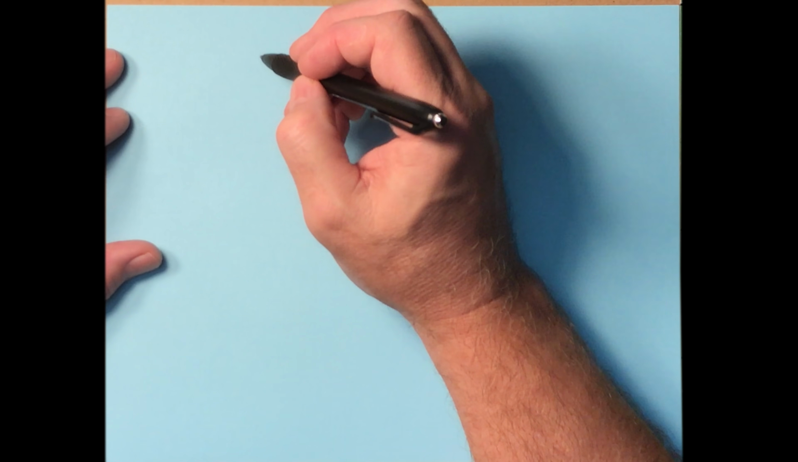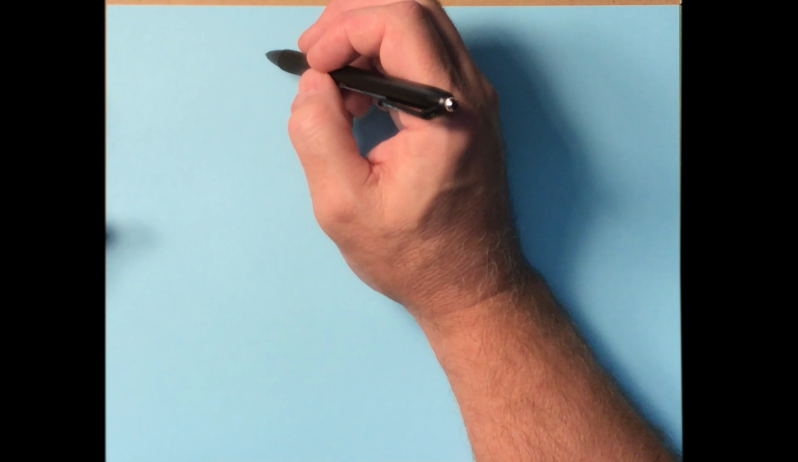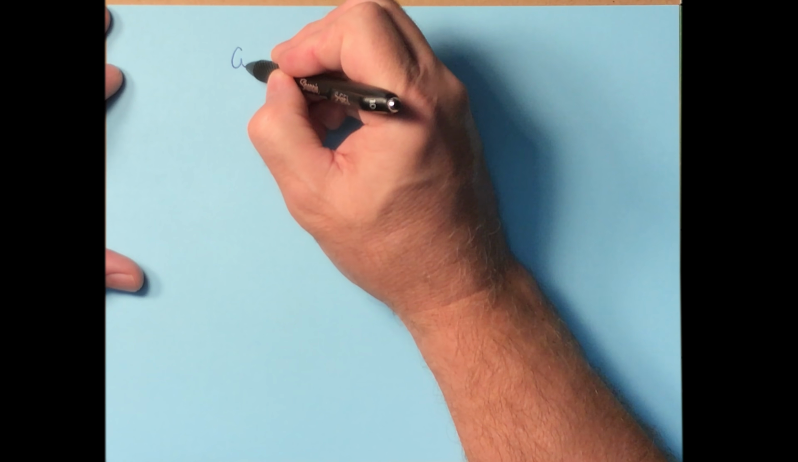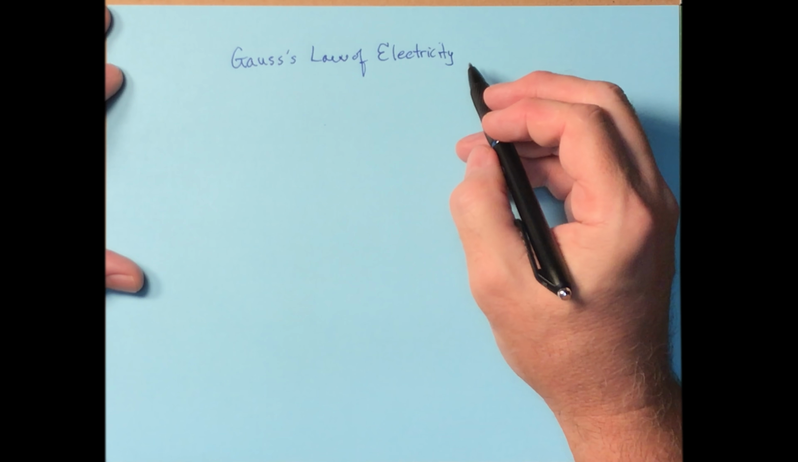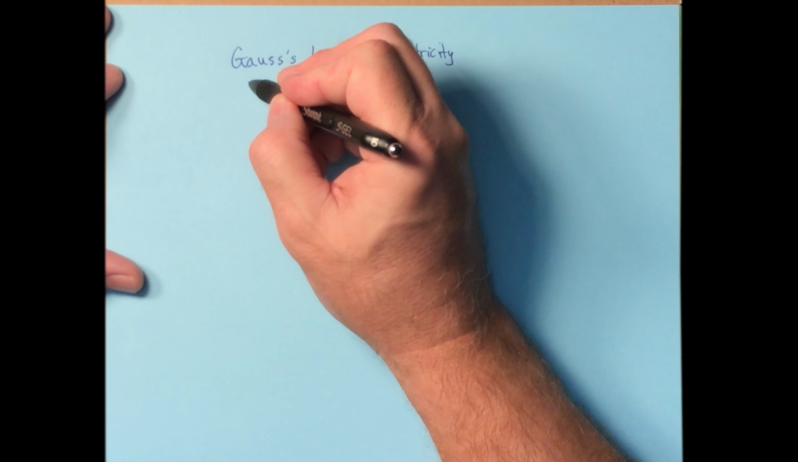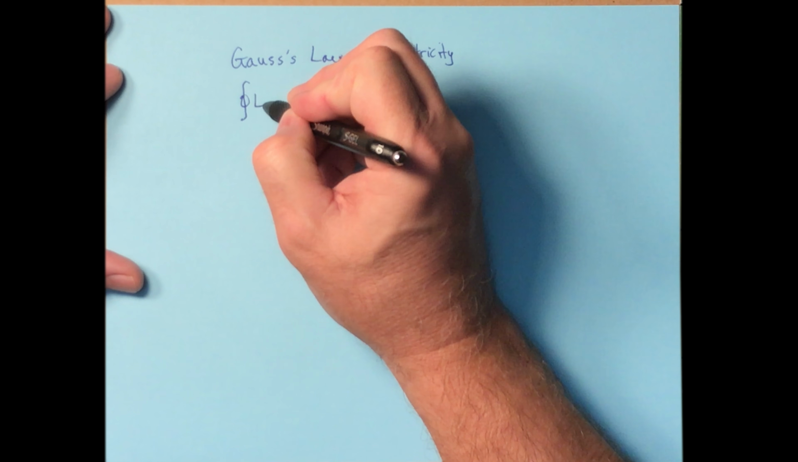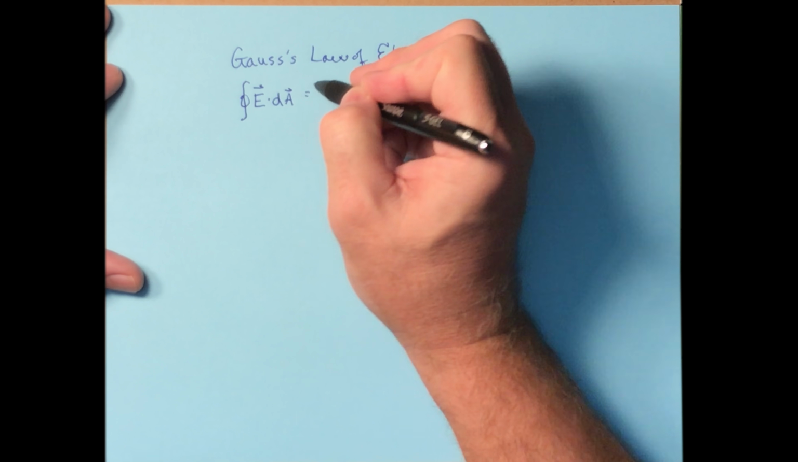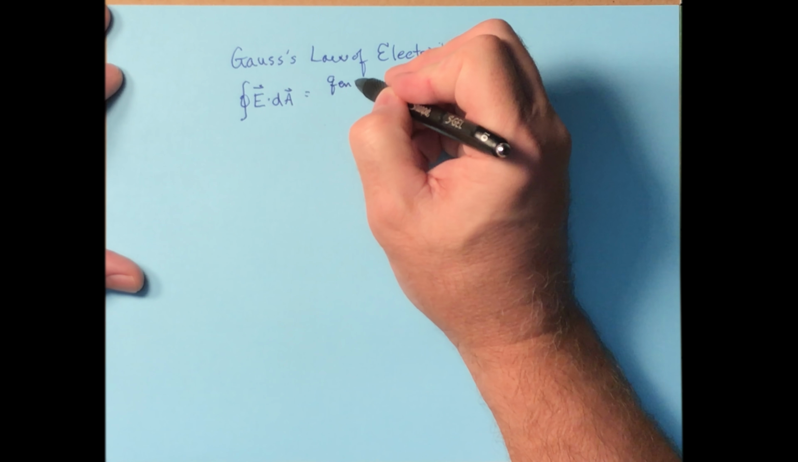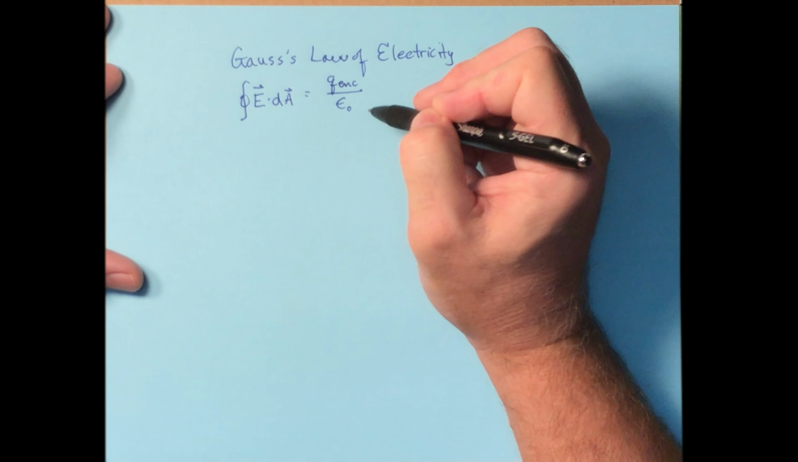Let's take a little side trip now and talk about another of Maxwell's equations. You've already seen Maxwell's equation, the one for Gauss's law. Specifically, this is called Gauss's law of electricity, the one that you already know. You know that the closed integral E dot dA is equal to Q enclosed over epsilon naught.